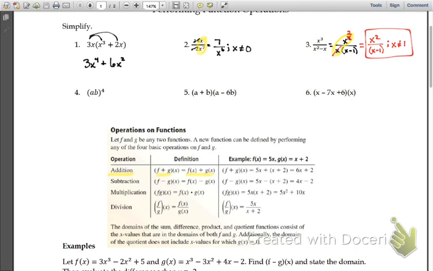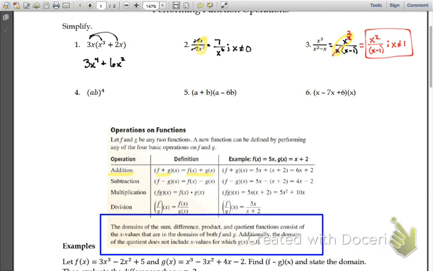The big disclaimer is down here at the bottom where it says that the domain of a sum, a difference, or a product quotient consists of x values that are in the domain of both functions. Additionally, the domain of the quotient does not include the x values in which g of x is equal to 0. So basically what we just talked about on 2 and 3, the bottom side of my quotient, the denominator, cannot be equal to 0. That doesn't mean x can't be equal to 0. That means that the whole part of the function.